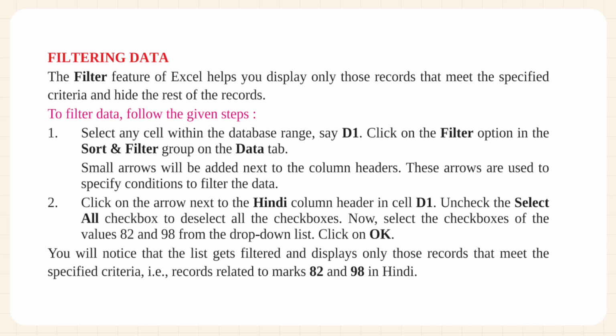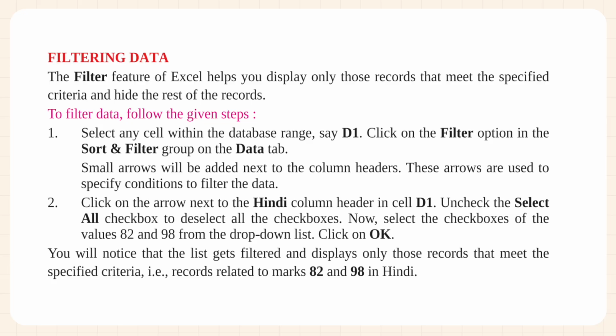Filtering data. The filter feature of Excel helps you display only those records that meet the specified criteria and hide the rest of the records. To filter data, follow the given steps. 1. Select any cell within the database range, say D1. Click on the Filter option in the Sort and Filter group on the Data tab. Small arrows will be added next to the column headers. These arrows are used to specify conditions to filter the data.